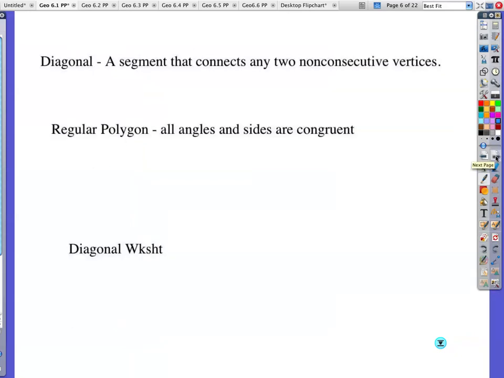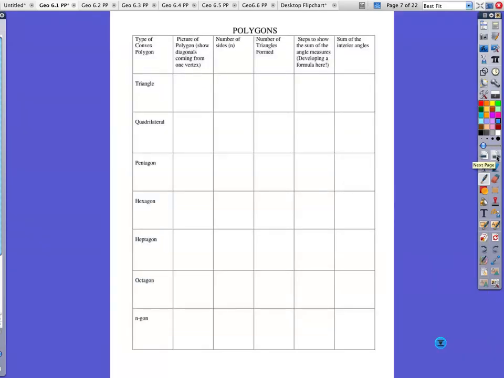A diagonal is a segment that connects any two non-consecutive vertices. A regular polygon, all angles and sides are congruent, okay? So that's kind of something we talk about quite a bit. Regular you need to keep in mind. And we're going to move on to this diagonal little worksheet you've got.